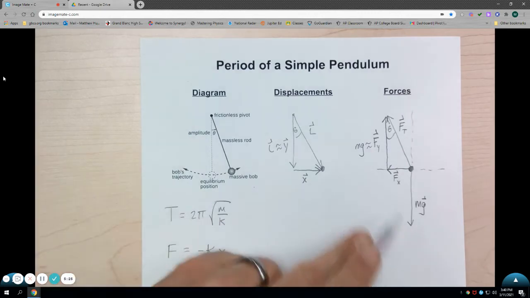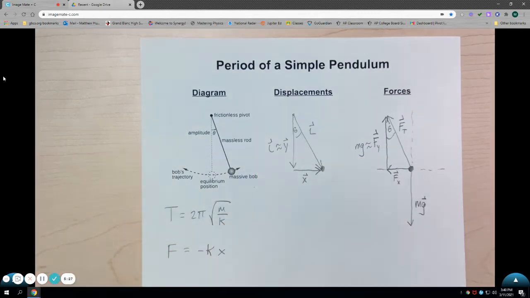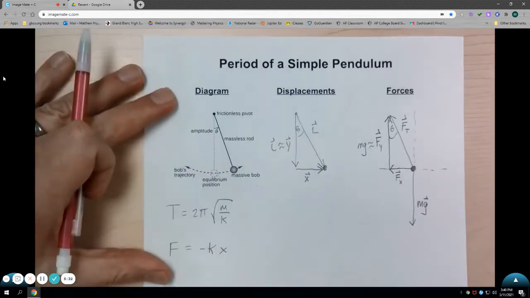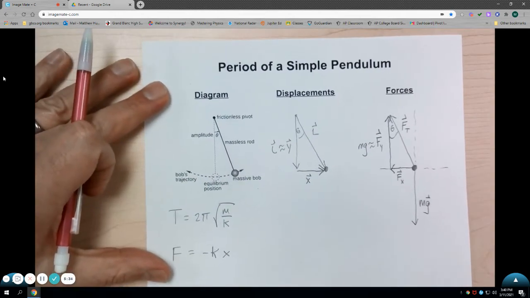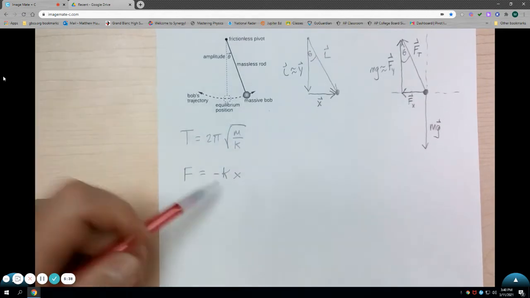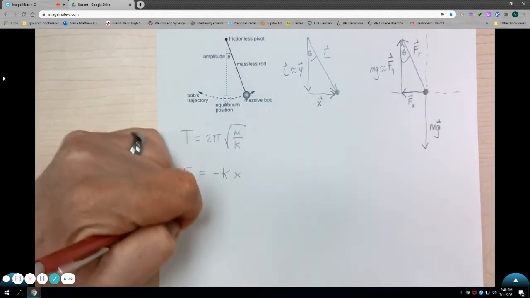Now, these are only true if theta is small. The bigger theta gets, you can imagine, the less and less those are true. If I want to derive an expression for K, let me solve this for K.